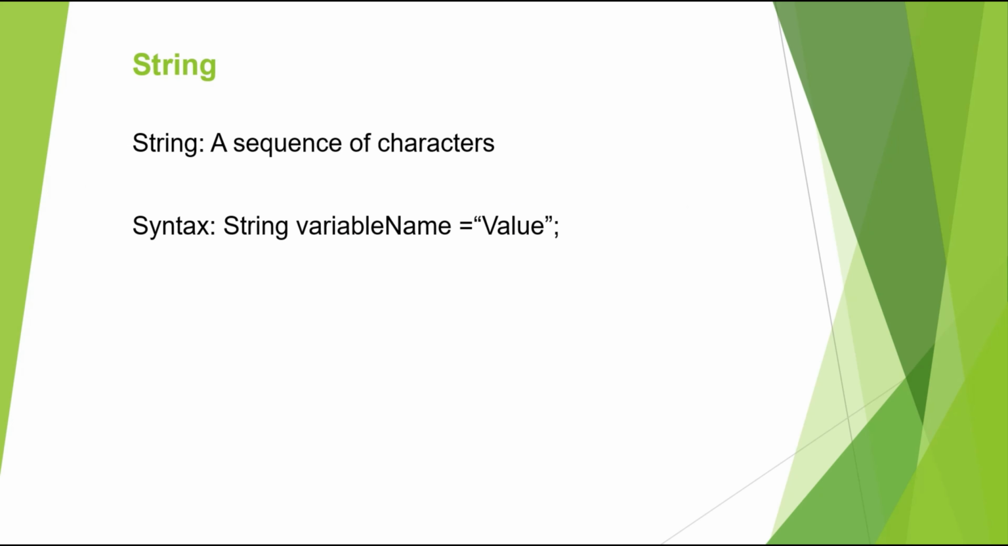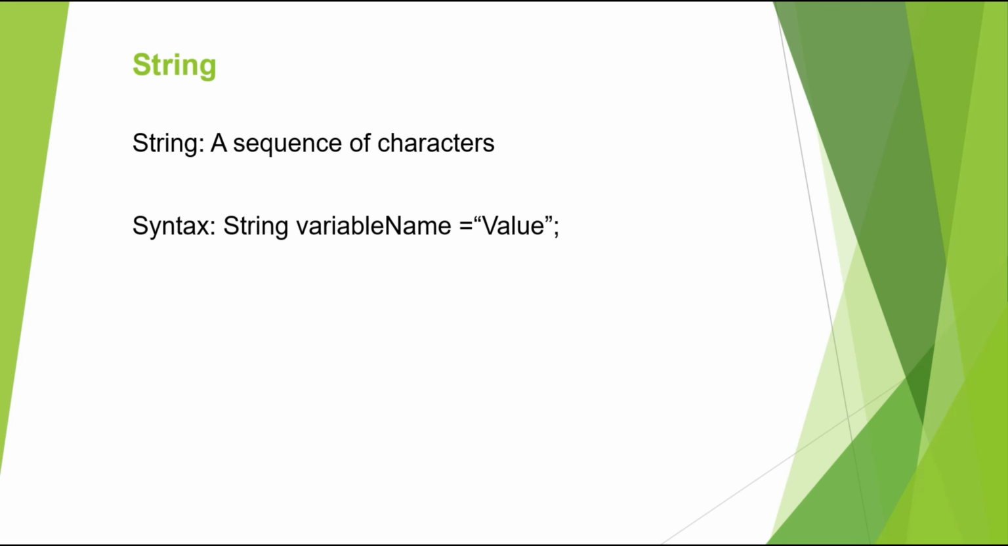Next is the string data type. String is a sequence of characters. Example, hello world. If you want to add any sentence, name, or use alphabets, special characters, alphanumeric values, we can use string as the data type. This is the syntax for string, where string is the data type, then variable name equals value.